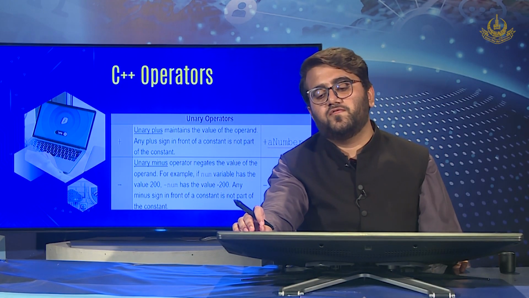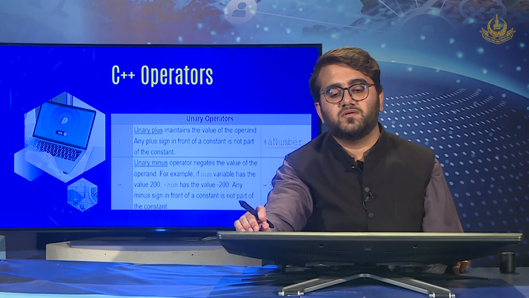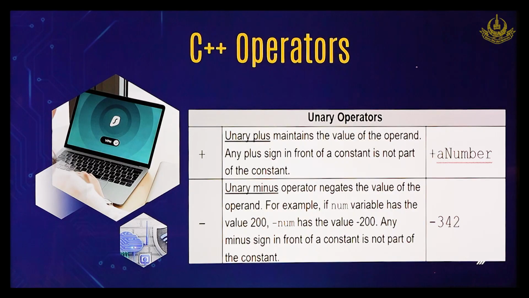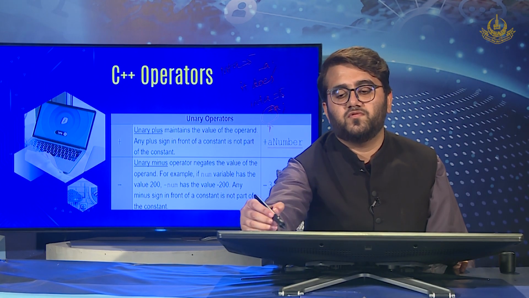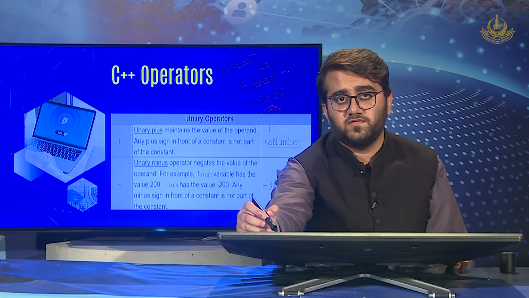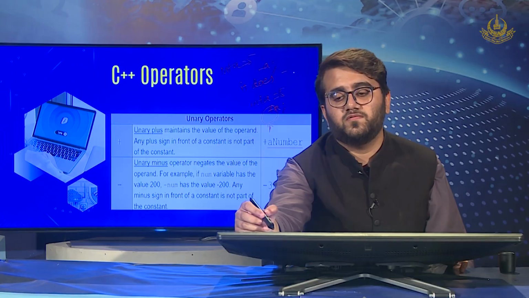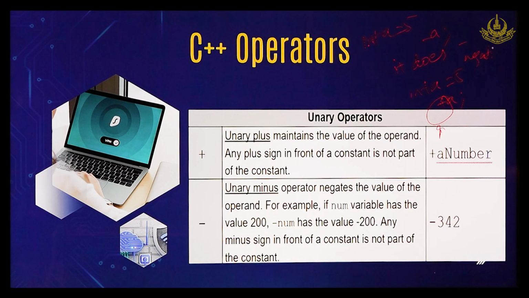There are different types of operators in the C++ language. Unary plus, what does it mean? It does not change anything. If you have declared int a equal to 5 and then you use this particular expression, it will not change any sign. However, in the similar case, if you have declared int a equal to 5 and then you use unary minus, the sign of that particular expression would be reversed. If it was a positive number, it would become a negative number. If it was a negative number, it will become a positive number.